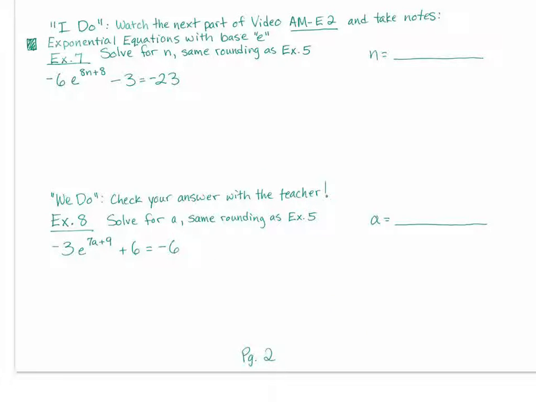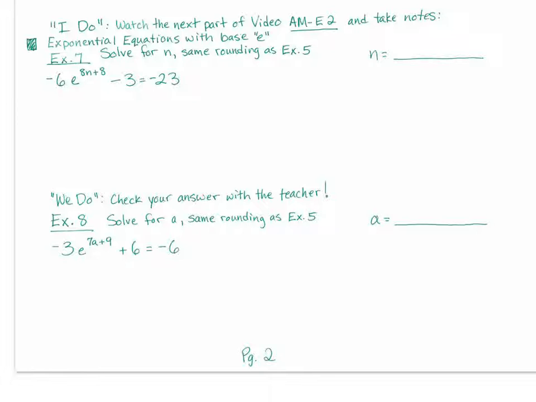Okay, in this second part of the video we're going to be doing an exponential equation that has a base of our special number e. So take notes on this example 7 with me here. The instructions say to solve for n, and we're going to do the same rounding as the first example that you saw in the video, so to 4 places. Keep that in mind, to the 10,000th place.